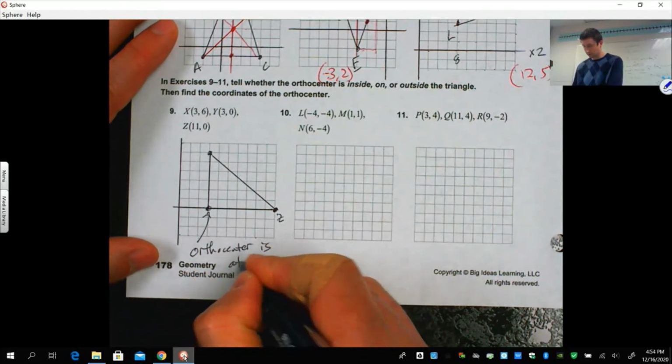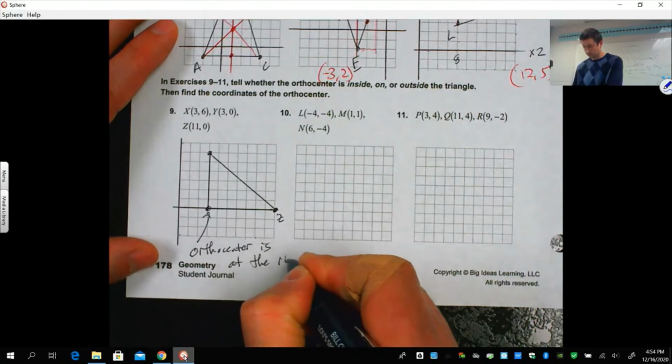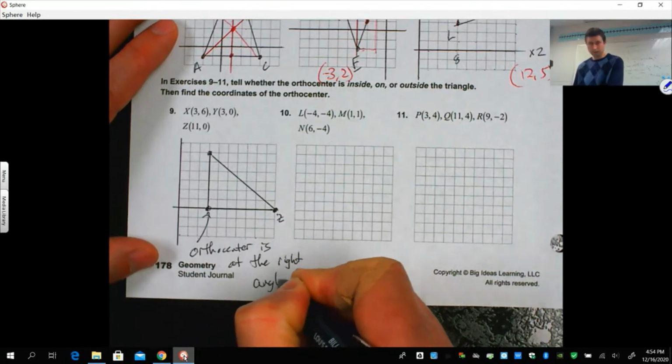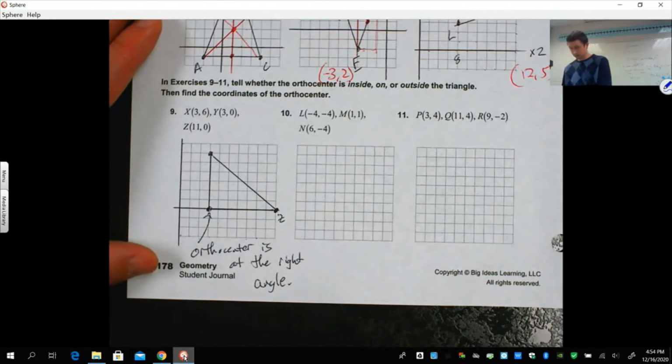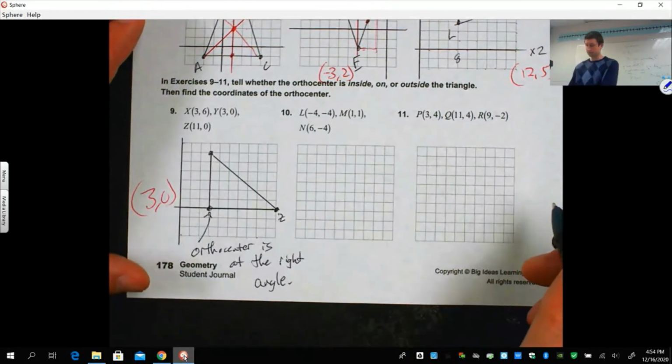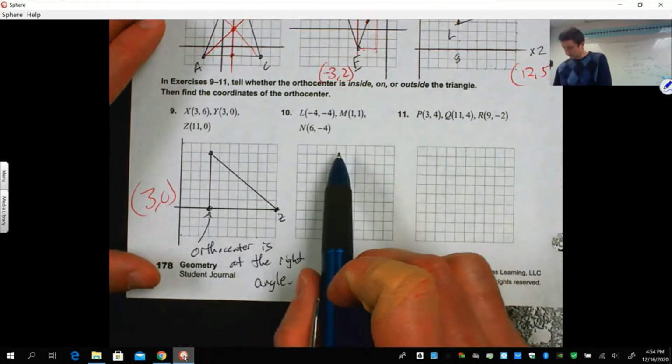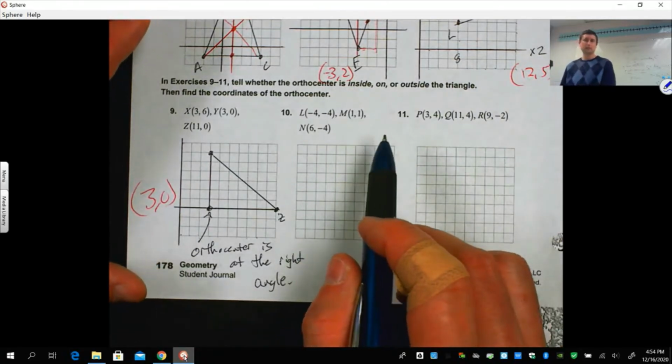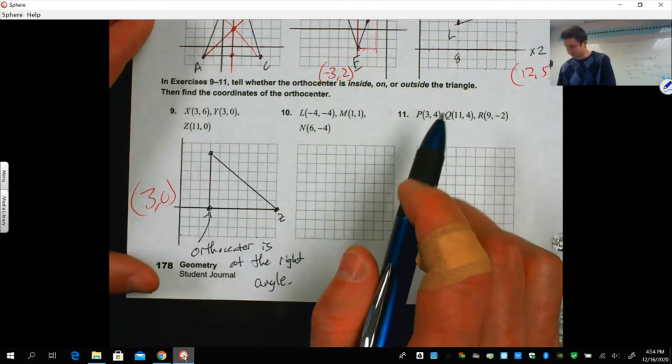So the orthocenter is at the right angle for every right triangle. That makes this easy. That'd be (3, 0). There's your orthocenter. Now, if they make all three of these right triangles, they're making it way too easy on you. You're getting off easy with it.